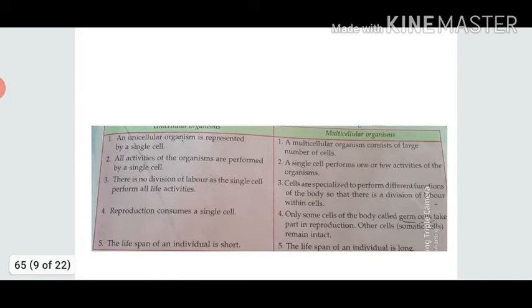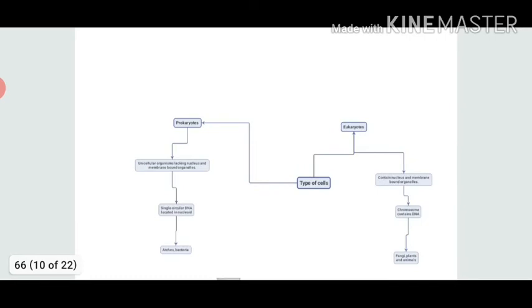Here is the difference between unicellular and multicellular organisms. A unicellular organism is represented by a single cell. All the activities are performed by a single cell. There is no division of labor. Reproduction consumes a single cell and lifespan is short. Whereas a multicellular organism consists of a large number of cells. A single cell performs only a few functions. Cells are specialized to perform different functions. There is division of labor. Only some cells, called germ cells, take part in reproduction.